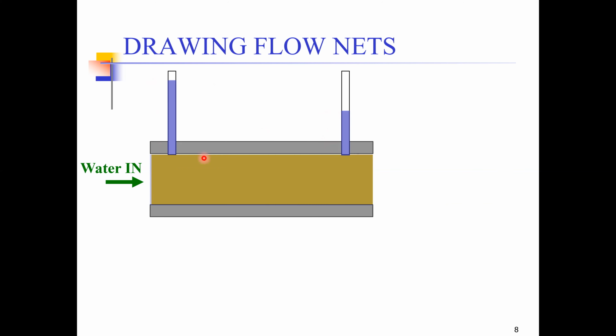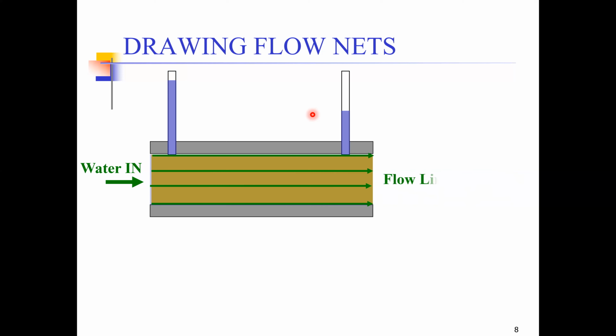However, since the water would have lost some energy while moving from this first point to the second point, because of this loss of energy, there would be some head loss, which would appear as a difference in head between the two piezometers. Now, drawing flow lines is going to be very simple, and it is simply going to follow the path of water particles, which will be straight in this case. So this will be the flow lines.